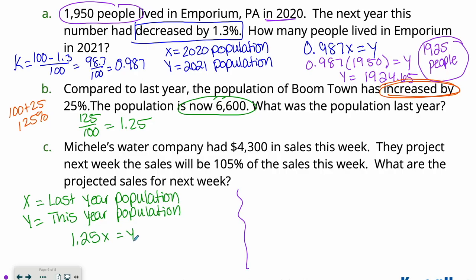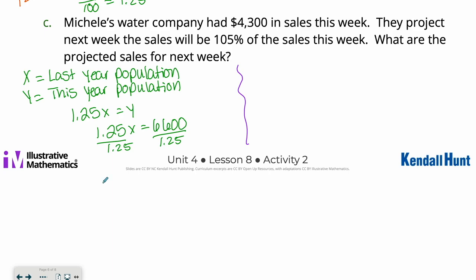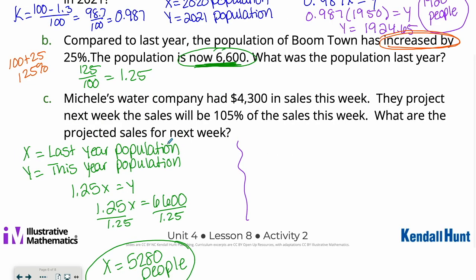1.25x equals Y. The number I know is the now, which is the Y. I'm going to replace Y with 6,600. And then I need to divide both sides by 1.25 to solve the equation. And we end up with X is 5,280 people.